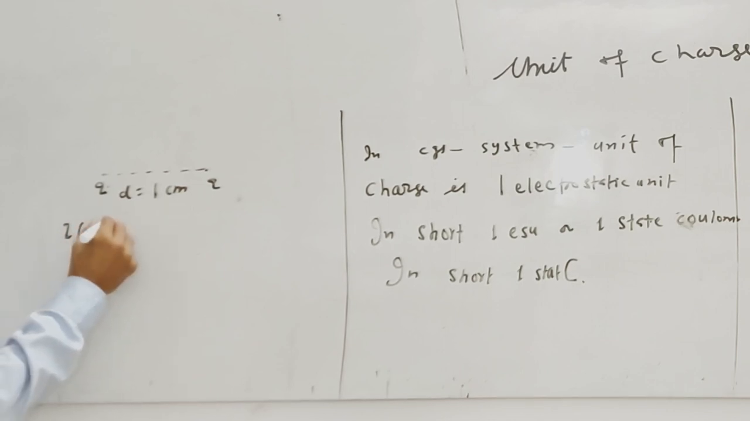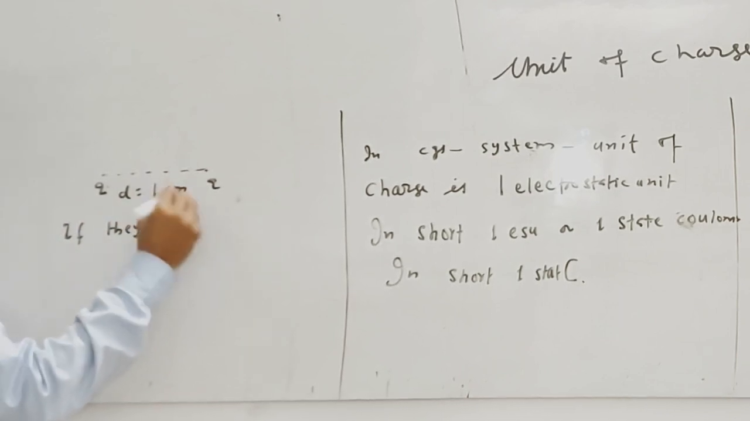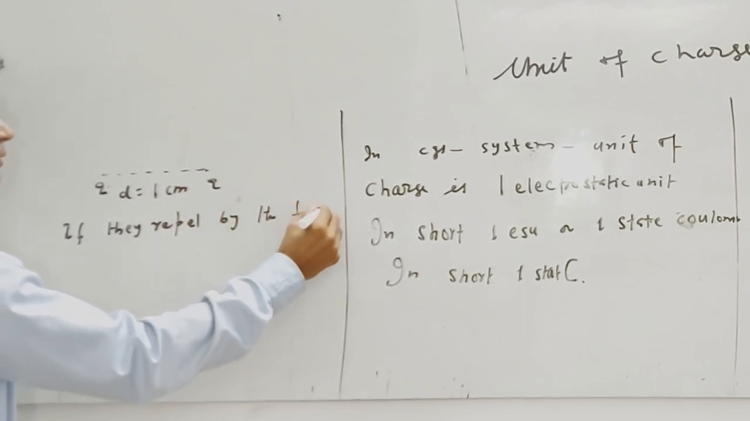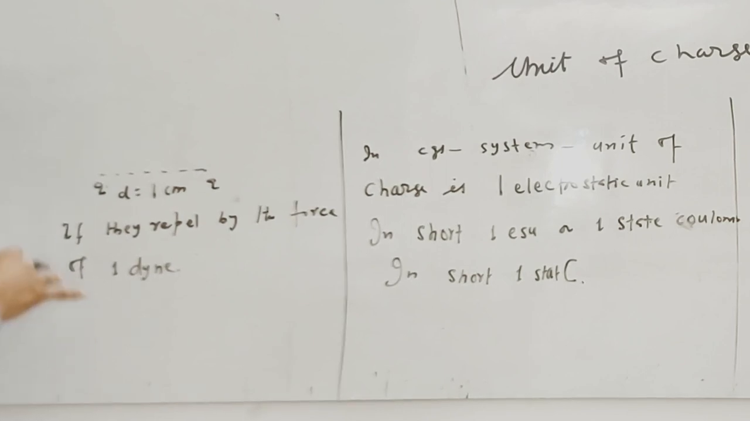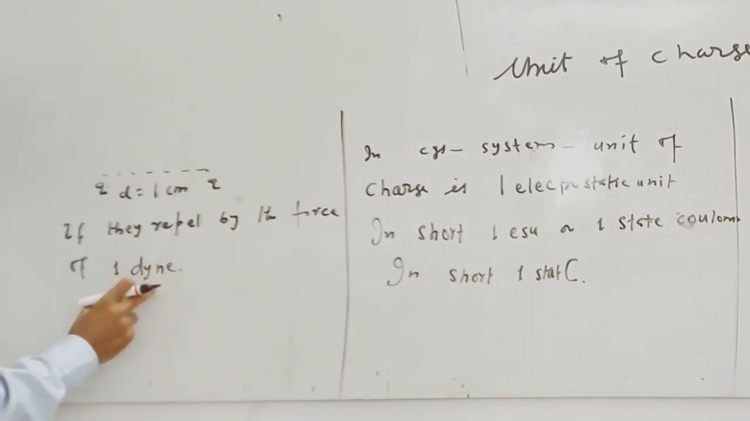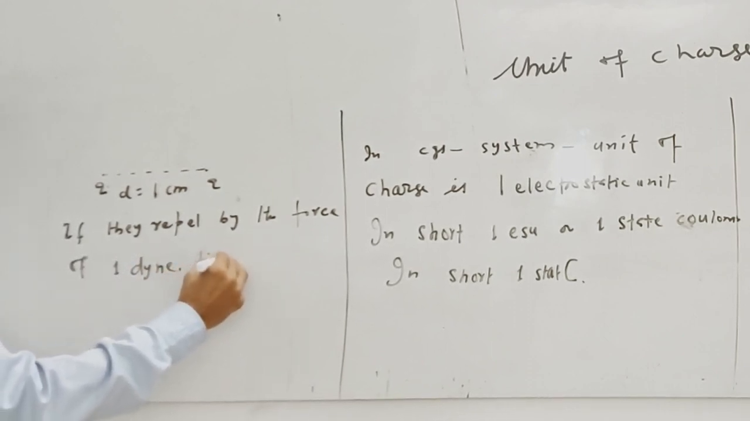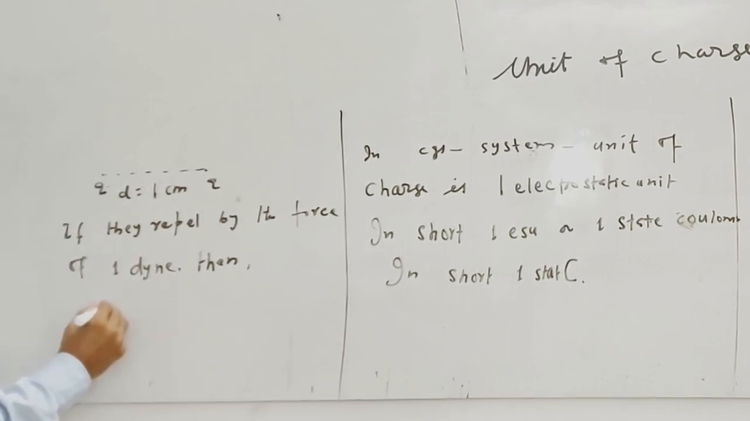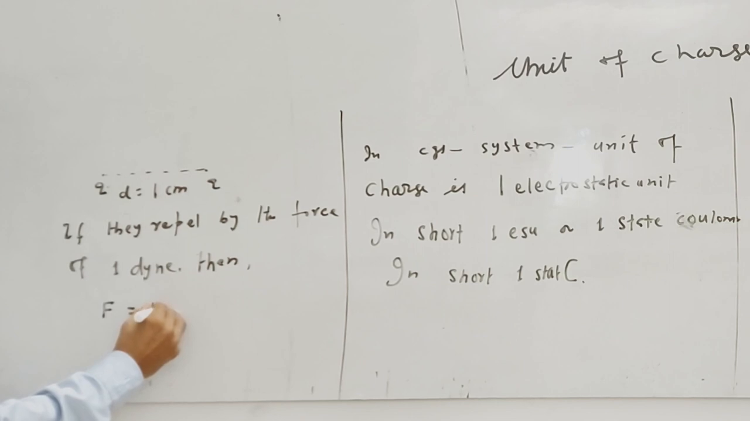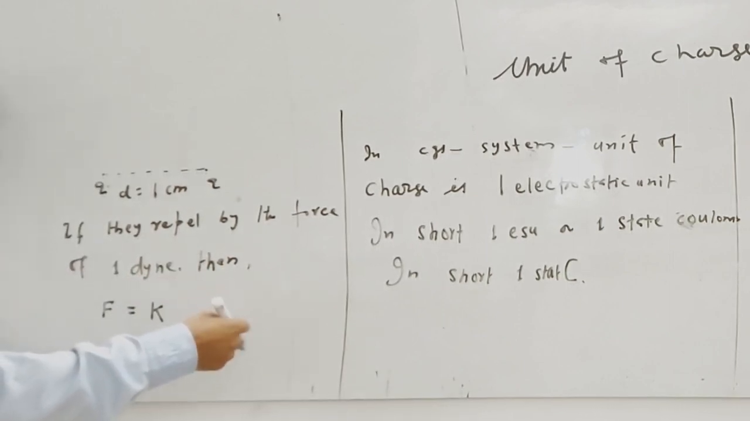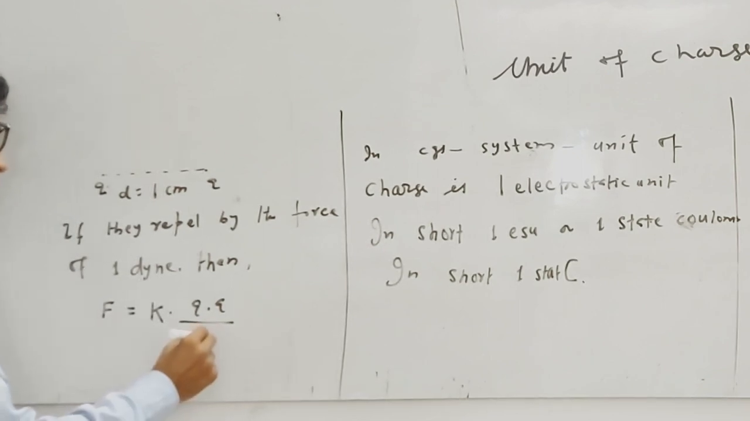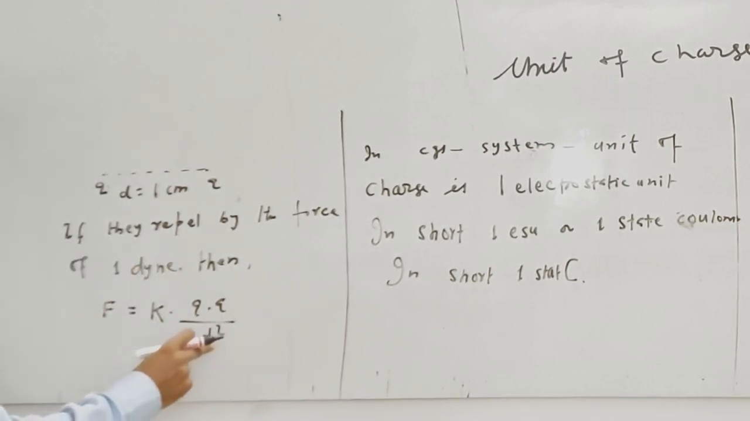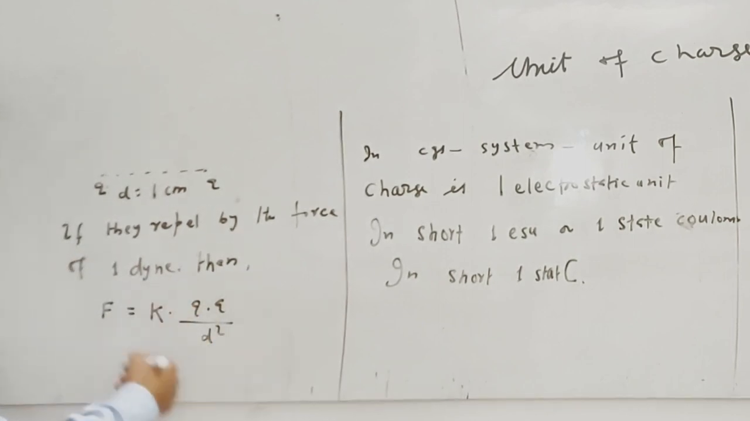Here, if they repel by a force of one dyne, just a minute, one dyne means force, because dyne is a unit of force. Then force F is equal to some constant K, we'll see in detail when we deal with Coulomb's law, times Q square, divided by the distance between them, d square. Very rough stuff. This F is 1 dyne, and this d is 1 centimeter square. So we have to find Q from here.